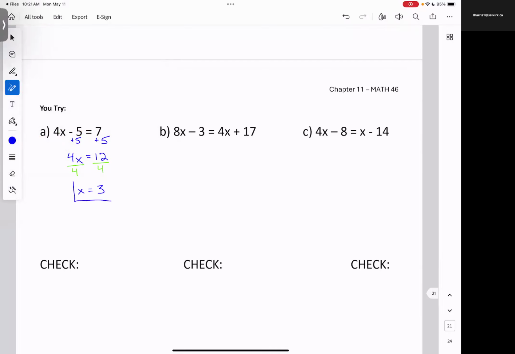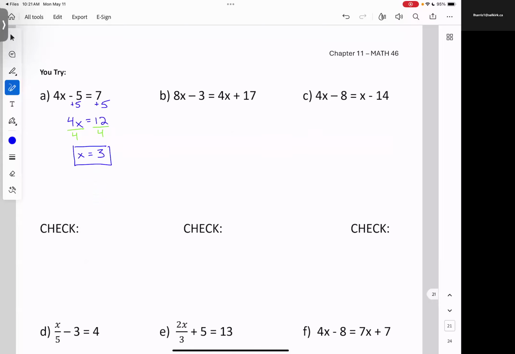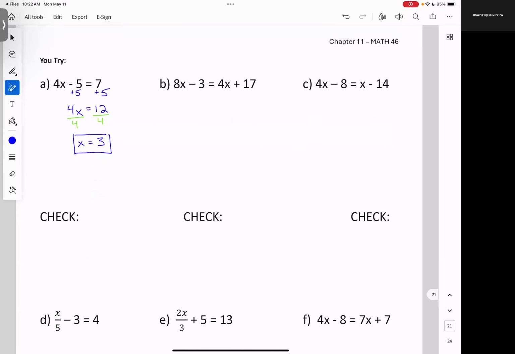So I am saying this equation makes sense if x equals 3. So to check my work, I'm going to go back to my original equation here, and I'm going to sub in a 3 for x. So I'm going to have 4 times 3 minus 5 on my left-hand side, and on my right-hand side I have 7. And we end up getting 7 equals 7, which is true. So we know we were right.